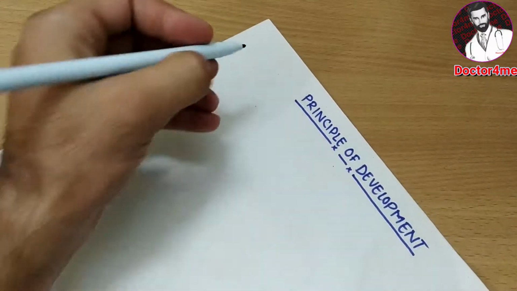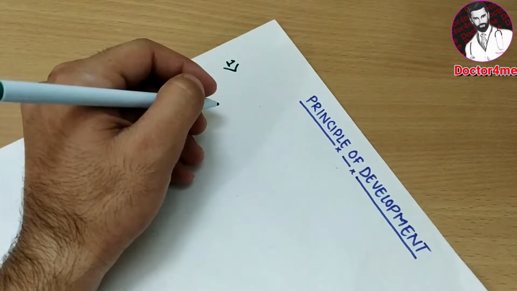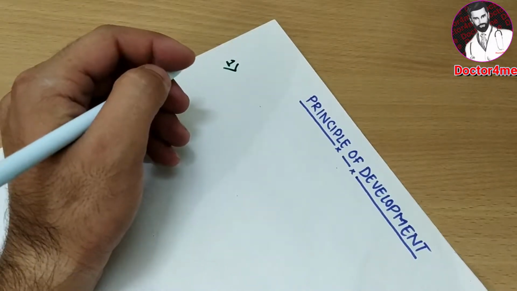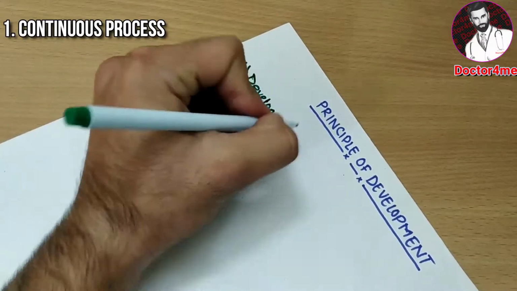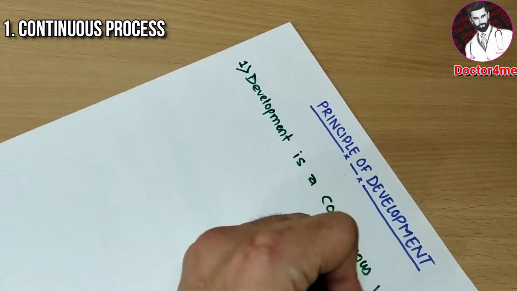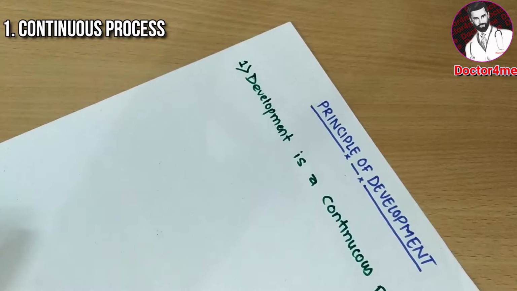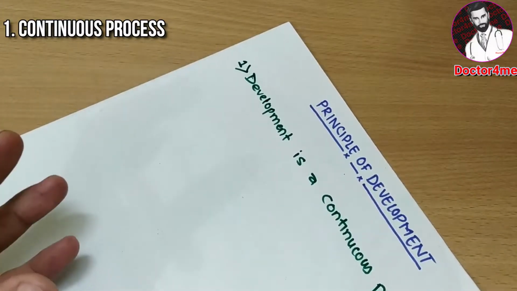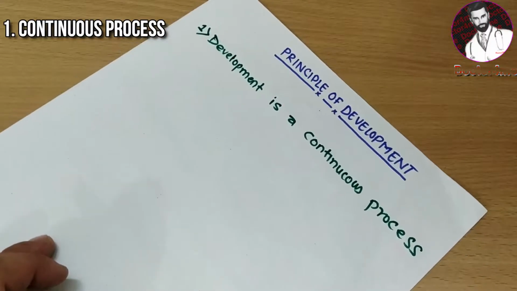Directly going into the principles of development, the first principle is that development is a continuous process. It starts inside the uterine cavity. When the child is in the uterus of the mother, it starts and goes through various developmental stages before certain milestones are achieved. So development is a continuous process.